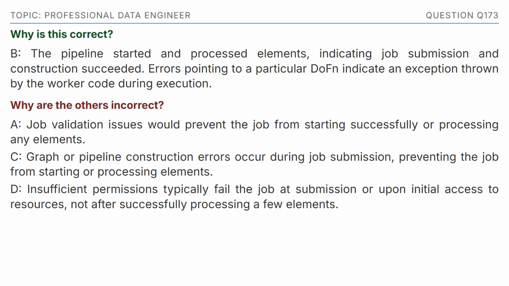A. Job validation issues would prevent the job from starting successfully or processing any elements. C. Graph or pipeline construction errors occur during job submission, preventing the job from starting or processing elements. D. Insufficient permissions typically fail the job at submission or upon initial access to resources, not after successfully processing a few elements.